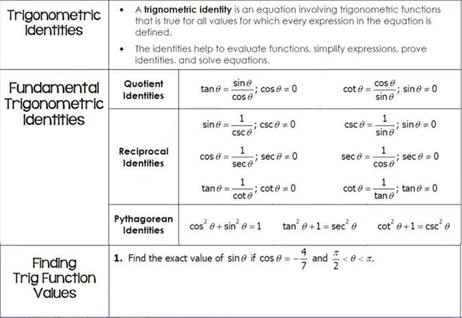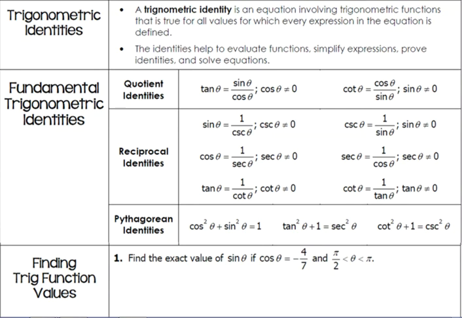So you got the list there. Just a quick overview, a trig identity is an equation involving trig functions that is true for all values for which every expression in the equation is defined. That sounds a little weird, but we'll get into what that actually means here in a little bit. They help you to evaluate functions, simplify expressions, prove identities, and solve equations.